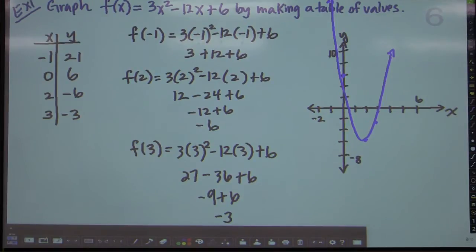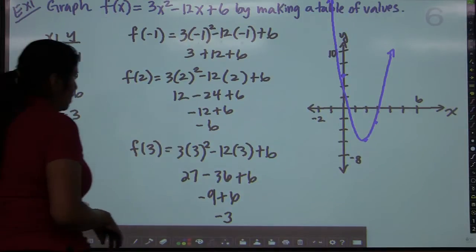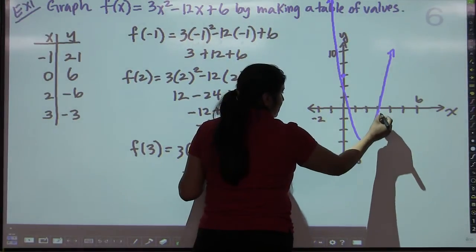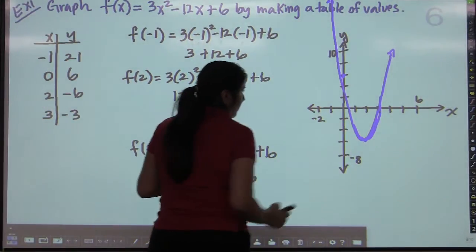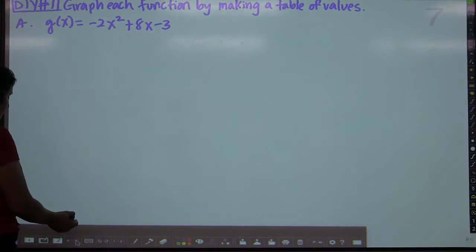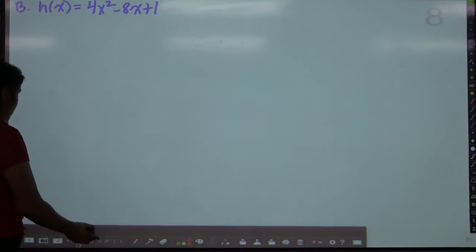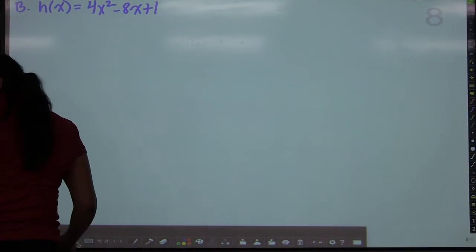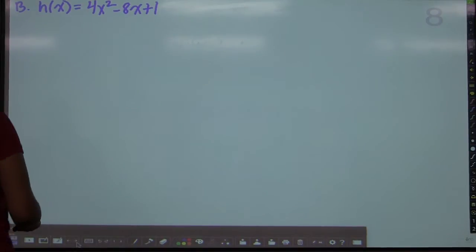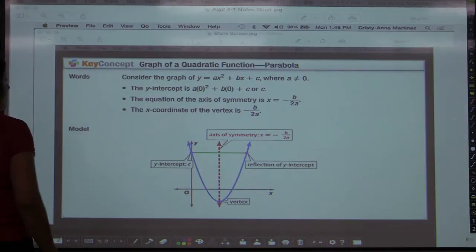You just want to find the x values. Remember to pick negatives, 0, and positives, and then you just graph the resulting coordinate pairs and connect the points with a smooth curve. It's not supposed to look like a V. It's not an absolute value graph, so don't try to make this a sharp V. It should have this nice curve going on right here. So now we're going to let you do this do-it-yourself part A and part B. And then we're going to go on to some characteristics of quadratics.